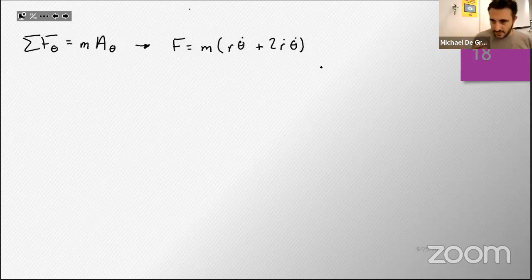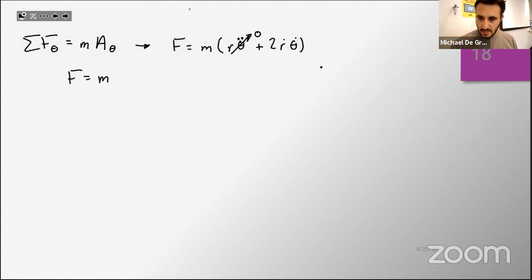It's r theta double dot, not r theta dot. I apologize. Follow me on this one. We were told in the problem statement that this spins at a constant rate. So if it's spinning at a constant angular velocity, then the angular acceleration should just be 0, so we can get rid of that theta double dot. So we'll have F is equal to 2m r dot theta dot.